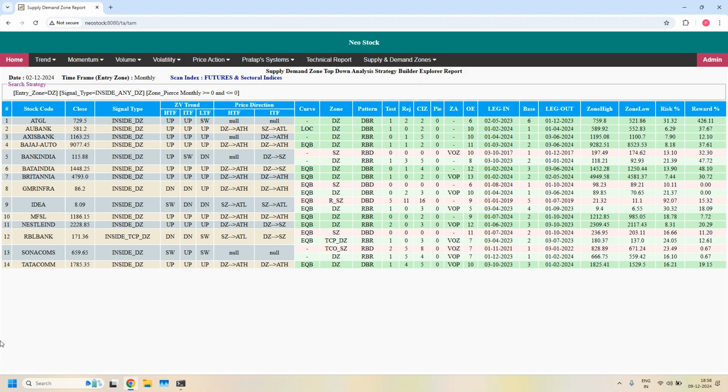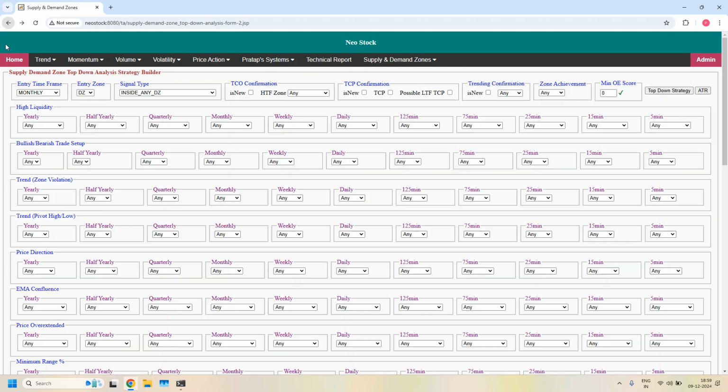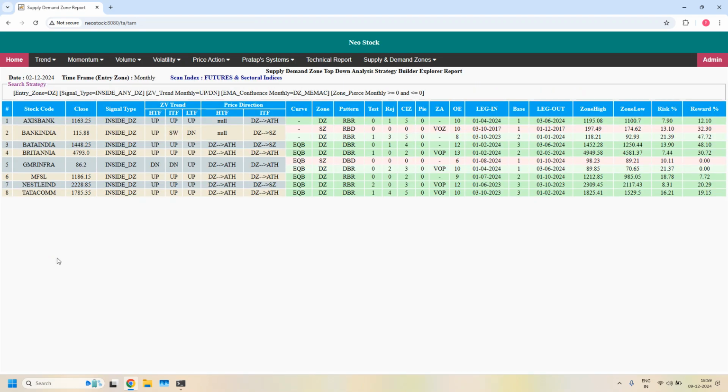In these 14, how many monthly demand zones are having a monthly EMA Confluence? Let's verify in the EMA Confluence, monthly time frame, monthly demand zone having monthly EMA Confluence. But EMA Confluence should be valid only in a trending market. So zone violation trend, based on zone violation at monthly time frame, I am selecting up or down trend, but not sideways. Let's filter. We got 8 stocks.